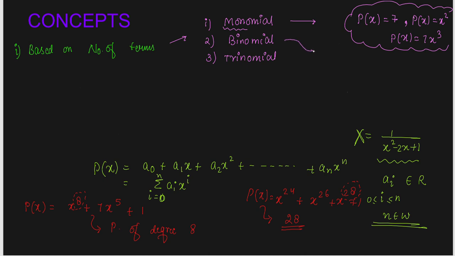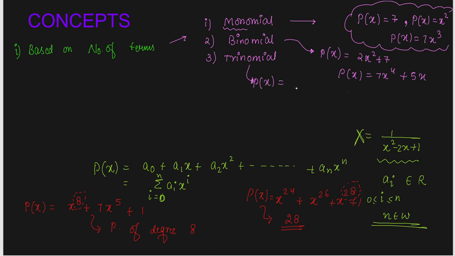Similarly, what do we understand by the binomial? A polynomial with two terms. For example, I'm writing 2x squared plus 7, or I can write a polynomial as 7x cube or 7x raised to 4 plus 5x. These polynomials contain only two terms, of any order, but just two terms are called a binomial.